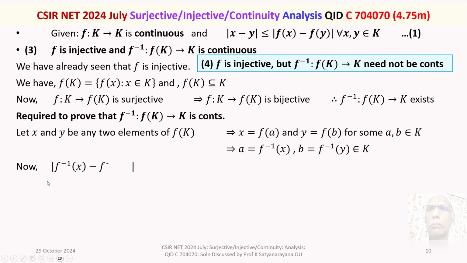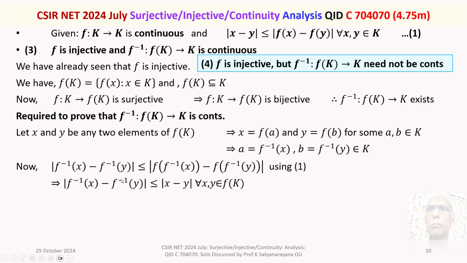So mod of f inverse x minus f inverse y, they are the elements of k, is less than or equal to mod of f of f inverse x minus f of f inverse y. We are using 1. Agreed. F of f inverse x is x, f of f inverse y is y. So this is mod of f inverse x minus f inverse y is less than or equal to mod of x minus y for all x, y belongs to f of k. Right? So this is what we got.